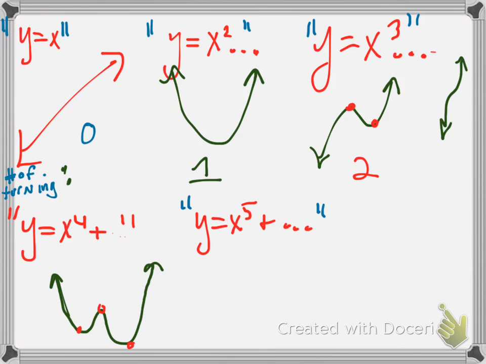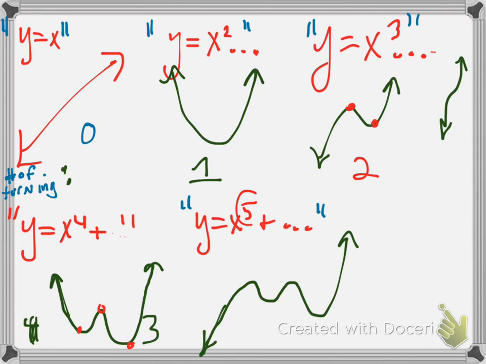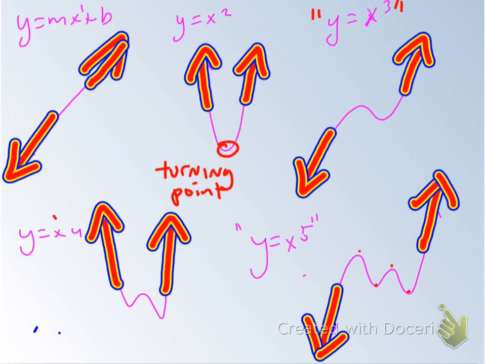If we look at x to the 5th, maybe you're noticing a pattern here. 3 turning points there. Starts at negative infinity. Up, down, up. Yep. There we go. So now x to the 5th is going to have at the most 1, 2, 3, 4 turning points. So the take-home idea is that the maximum number of turning points is going to be 1 less than the degree of the polynomial.